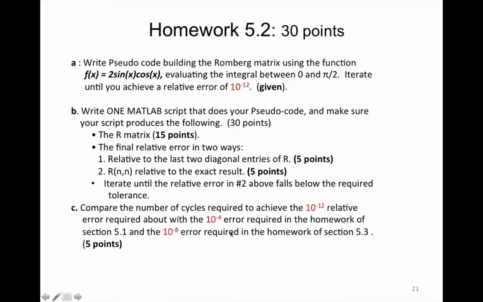Okay, finally, I want you to take a look at how many cycles did it require to do this Romberg integration. In other words, how many times did it go through its major loop, and compare that with how many times it took the trapezoidal method at 10 to the minus 4th to be able to achieve its requirement, how long it took for the Simpson's rule to hit 10 to the minus 8th, and you're going to compare those two iterations with how long it takes the Romberg integration to hit 10 to the minus 12th using this relative error as a stopping point. And I think you'll be surprised at the result of that.